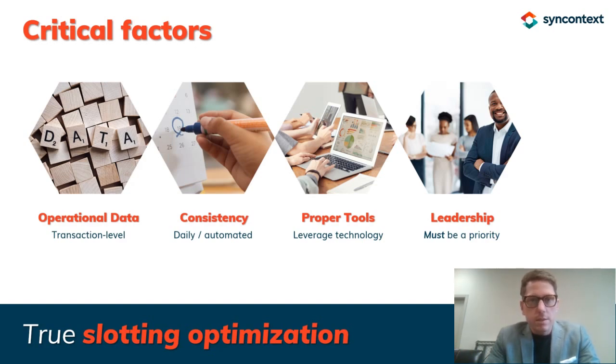The second one is consistency, and this is not just in terms of getting the daily data that we talked about before, but it's also making sure that you utilize it daily. So it's not enough to just have the data available daily. You really have to make it a part of your daily process, both in terms of how you slot new items, but also how you evaluate opportunities. So that's very important, and consistency is absolutely necessary to really achieve that true slotting optimization.